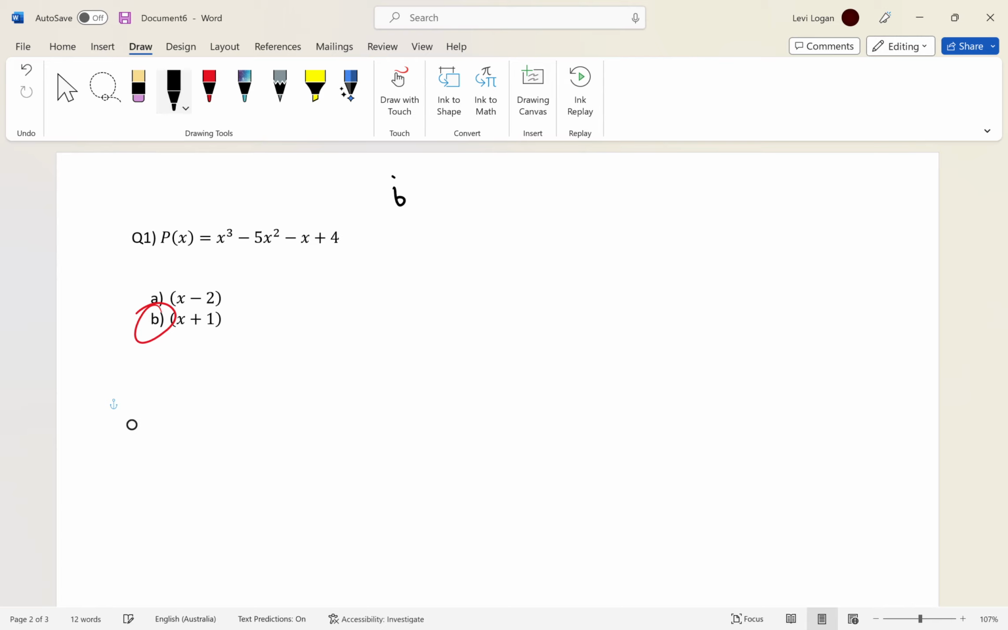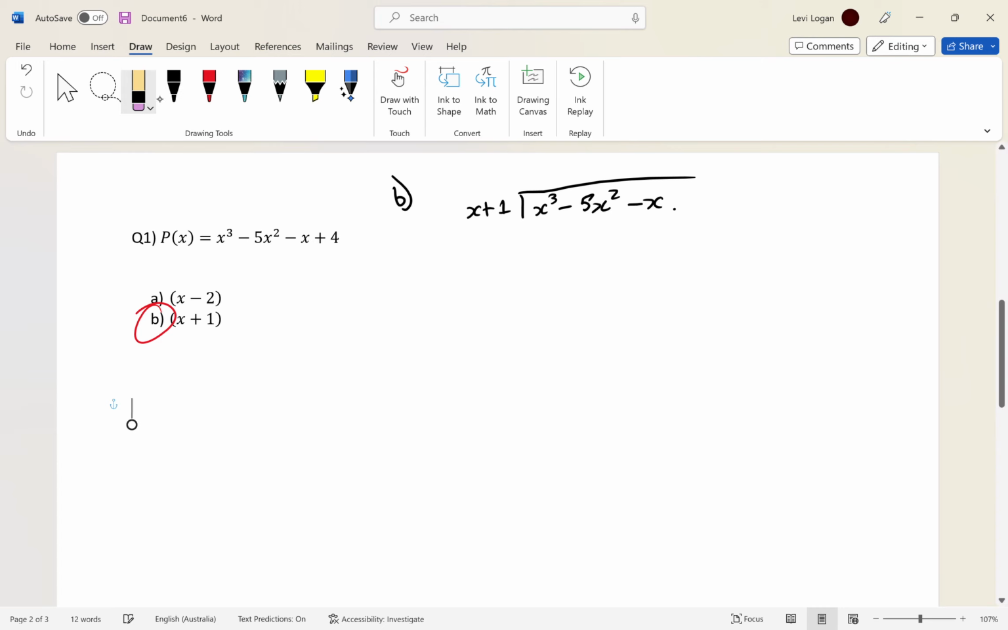So for b, I want you to divide p of x, which is x cubed minus 5x squared minus x plus 4, by x plus 1. Oops, hold up. My computer's lagging. Sorry.